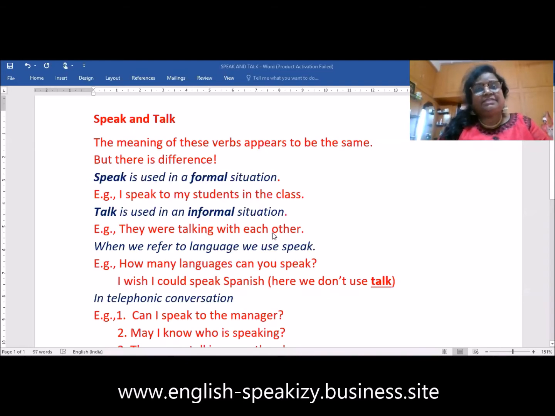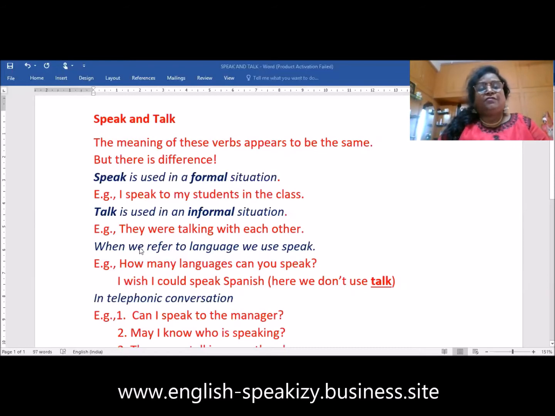So they were talking with each other while the class is going on. See the preposition, they were talking with each other. So this is an informal situation.